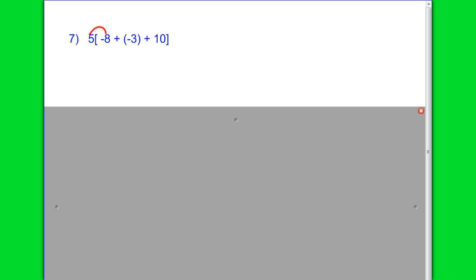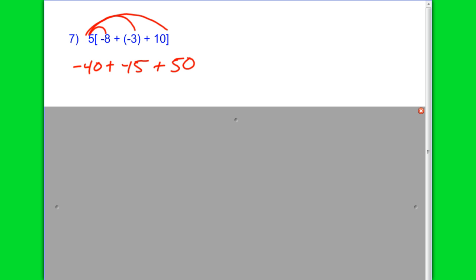5 times -8 is negative 40, plus 5 times -3 is negative 15. Good, -15. And then the final distribution is 5 times a positive 10, and that is 50. So now we're right back to adding integers.